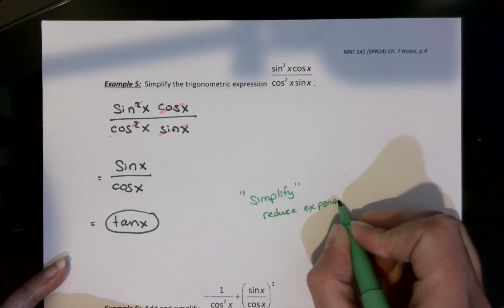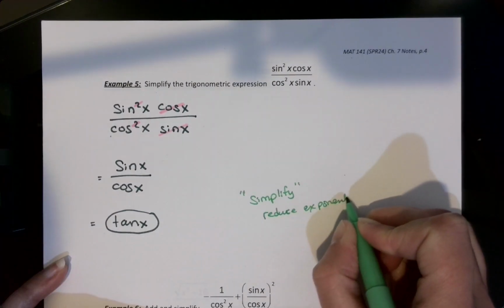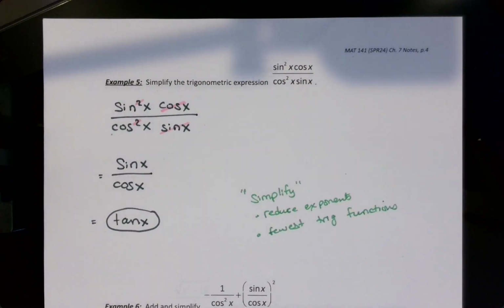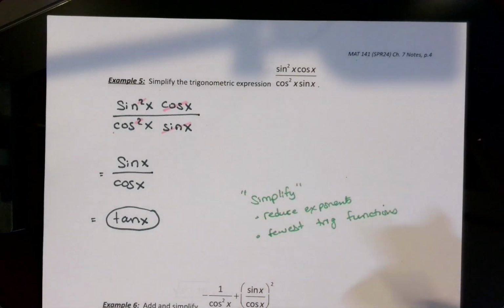All right, the next goal, add and simplify. So I've got negative 1 over cosine squared x. The negative was originally in the front. I put it in the top just to not lose it. Plus, let's go ahead and distribute this exponent here. We've got sine x over cosine x squared. So let's just distribute this exponent here.